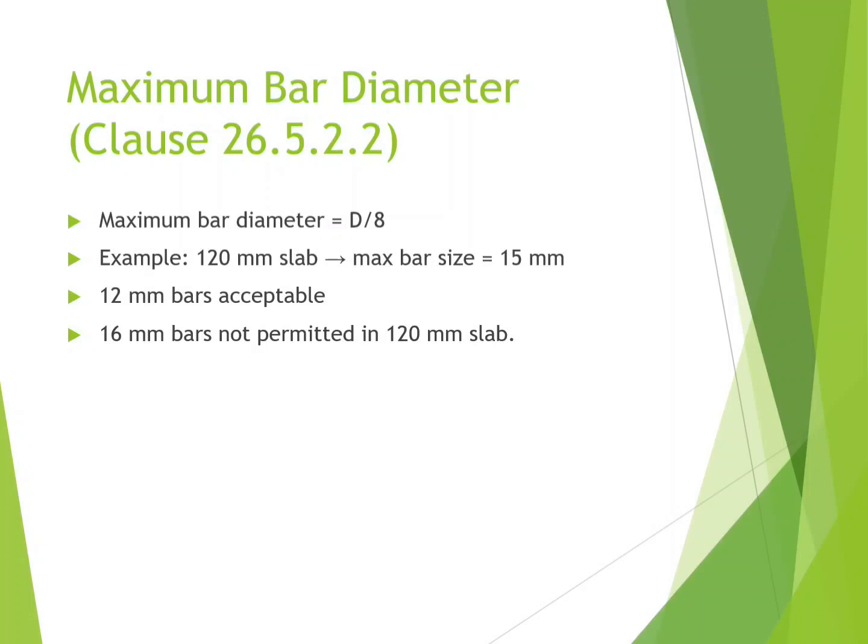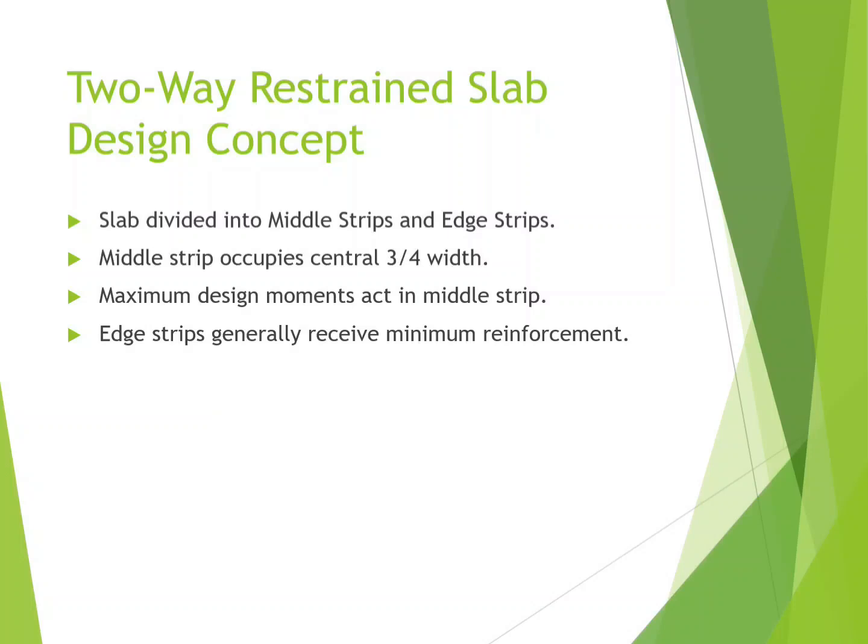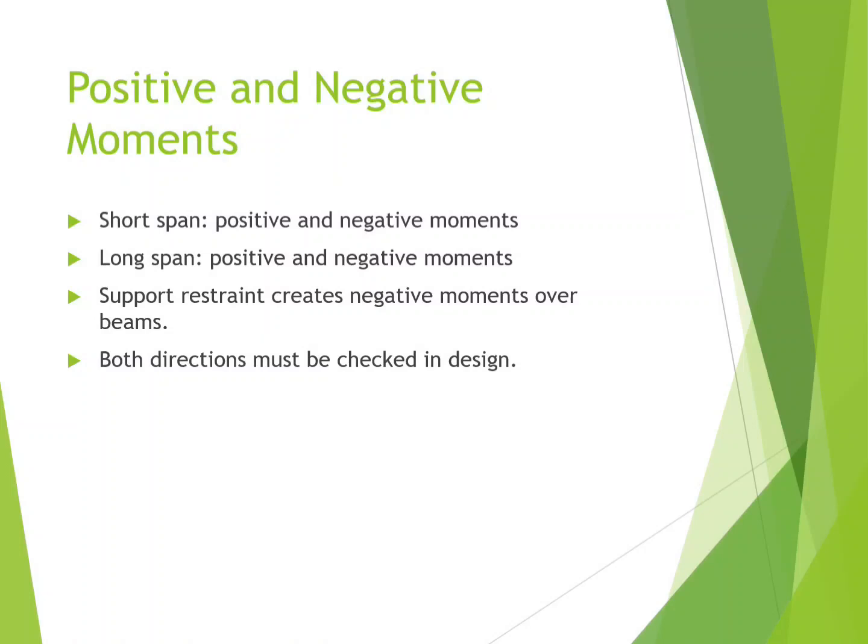Now let's tackle the masterclass topic, two-way restrained slabs. When a slab is cast monolithically with beams, we don't treat the entire surface the same way. The code tells us to mentally divide the slab into strips in both directions. We have middle strips, which take up the central 3/4 of the span, and edge strips on the outer boundaries. The maximum calculated bending moments from our code tables apply only to this middle strip. In the edge strips, you only need to lay down your minimum baseline temperature reinforcement.